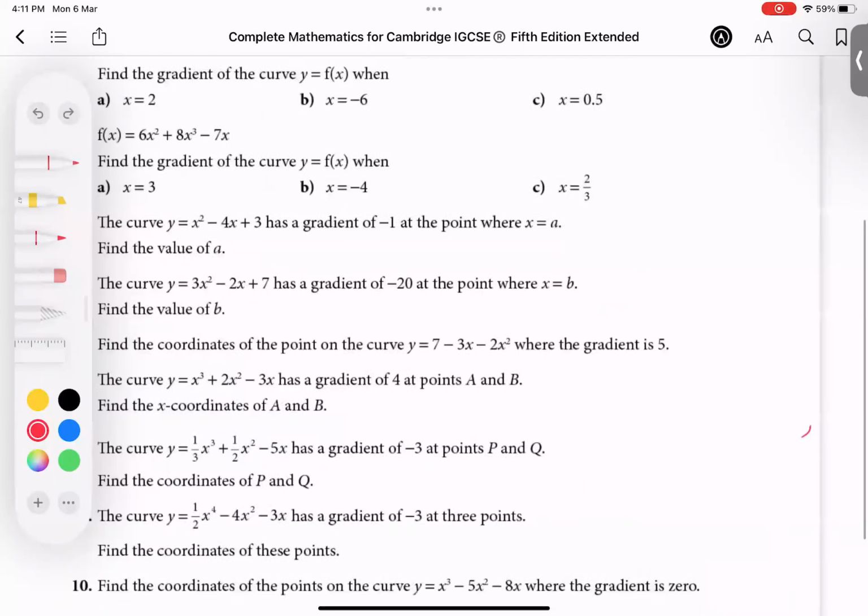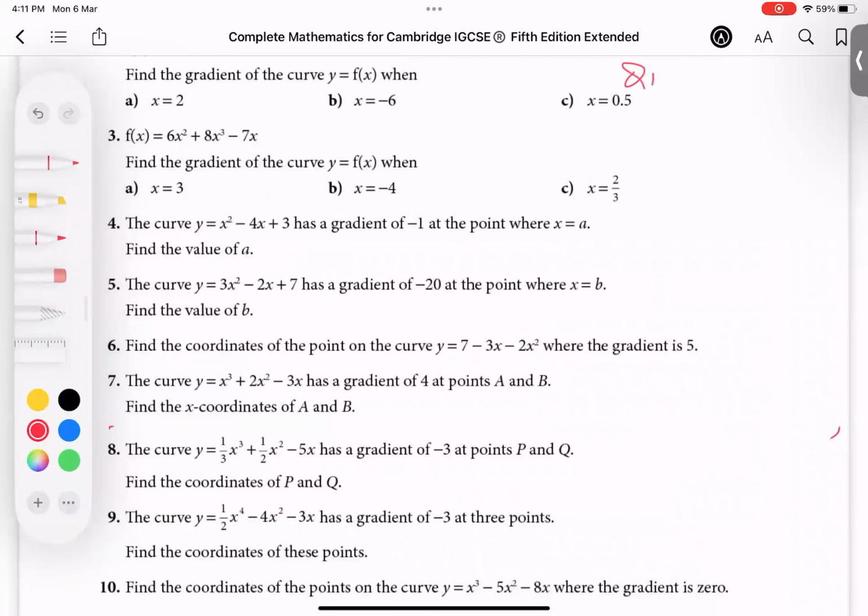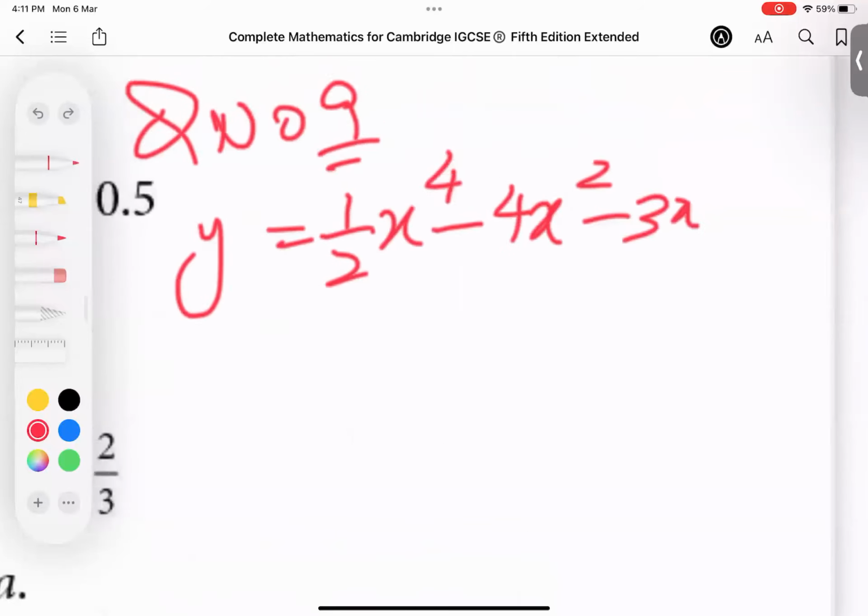Bismillah ar-Rahman ar-Rahim. Question number 9. Number 9 is y = 1/2 x to the power 4 minus 4x squared minus 3x, and the gradient is given as minus 3. Let me recheck. Okay, let's start.